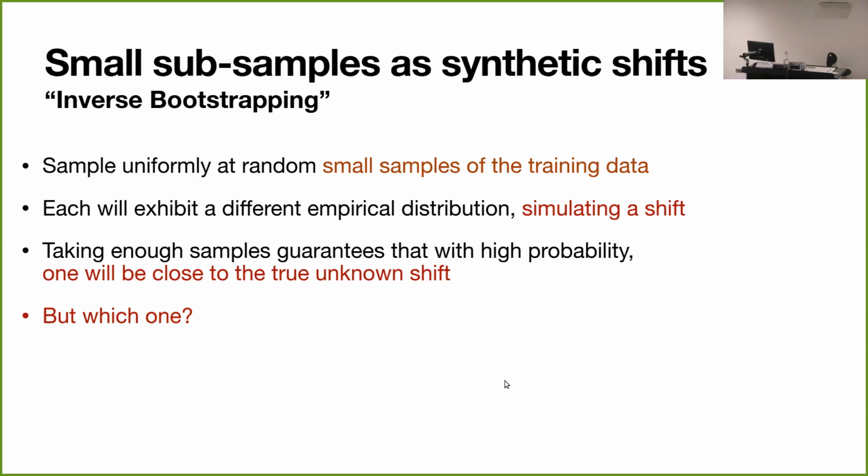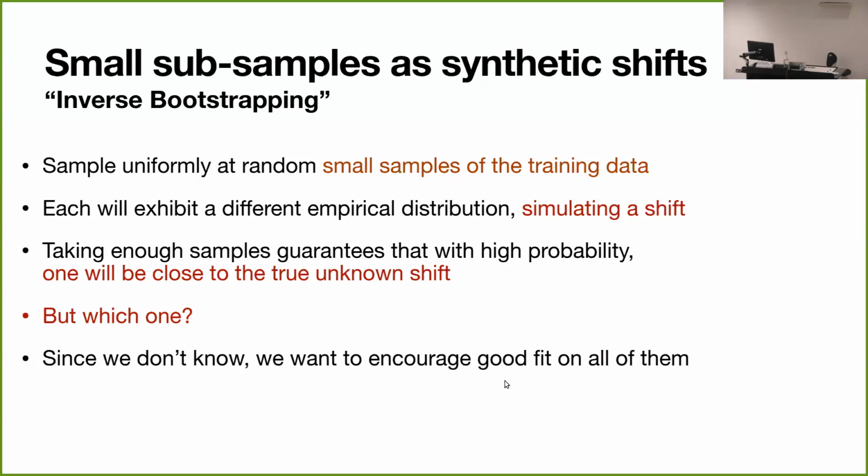But one thing that I still wouldn't know is which of those small subsamples is the one that approximates the true test set that I have never seen and know nothing about. And the answer is I will never know. But one thing I can do is to make sure I'm doing relatively okay on each of those small subsamples. And if I'm doing relatively okay on all of them, then I will be able to do relatively okay on something that is epsilon close to that.